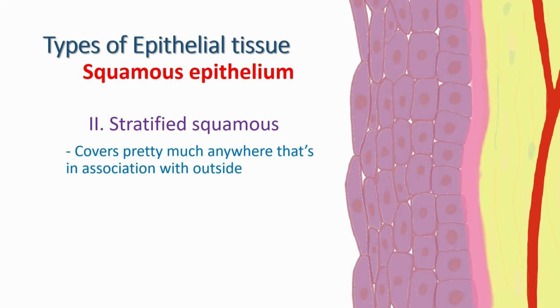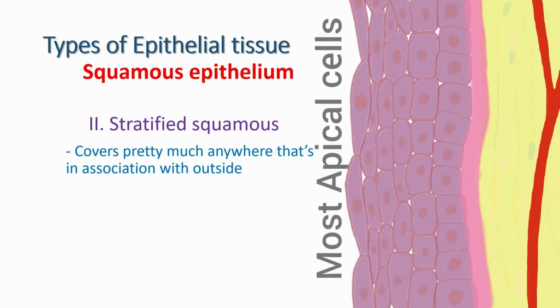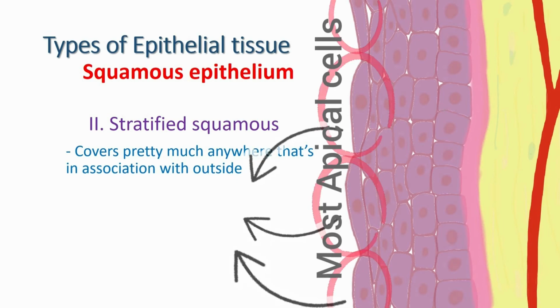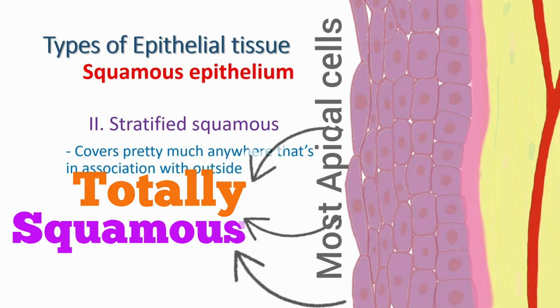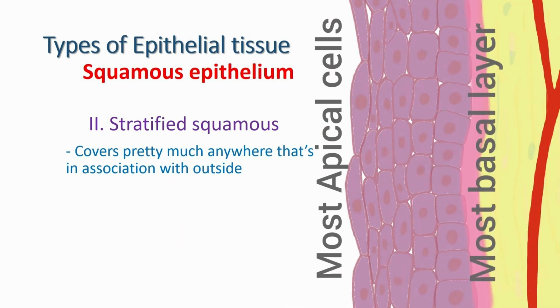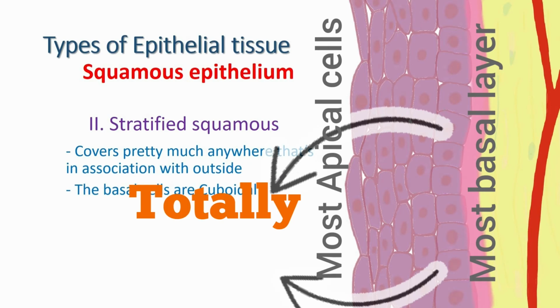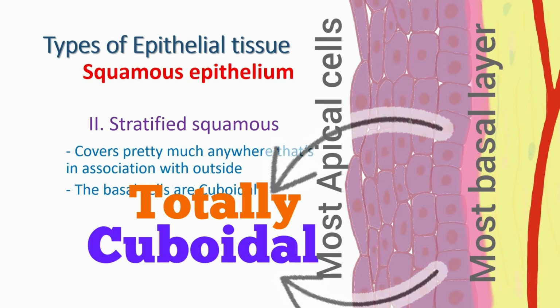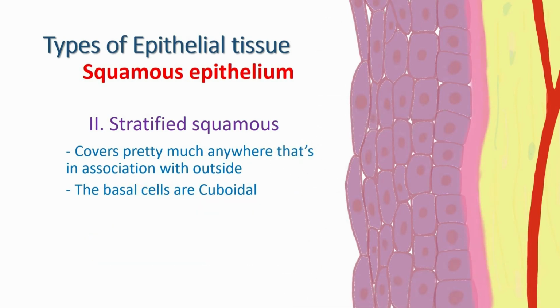As you can see, there are many cell layers, and the most apical layer here is made of cells that are totally squamous. But as you go basal, these cells get cube-shaped, and the basal layer here is made of cells that are totally cuboidal. This is a constant rule, not only for squamous epithelium, but any other type of stratified epithelium has cuboidal cells on the basal pole of the tissue.